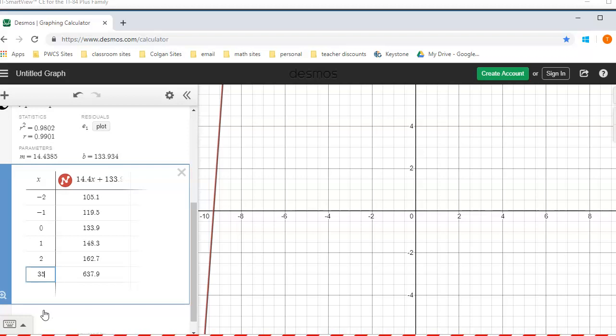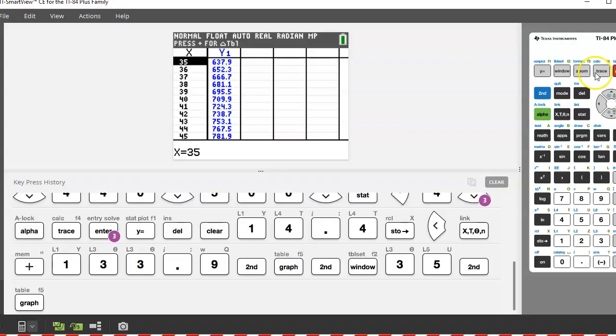I have a question. Yes. When you went to the table, what button did you press to go find the number? Second window. And then you have to go back to your table.